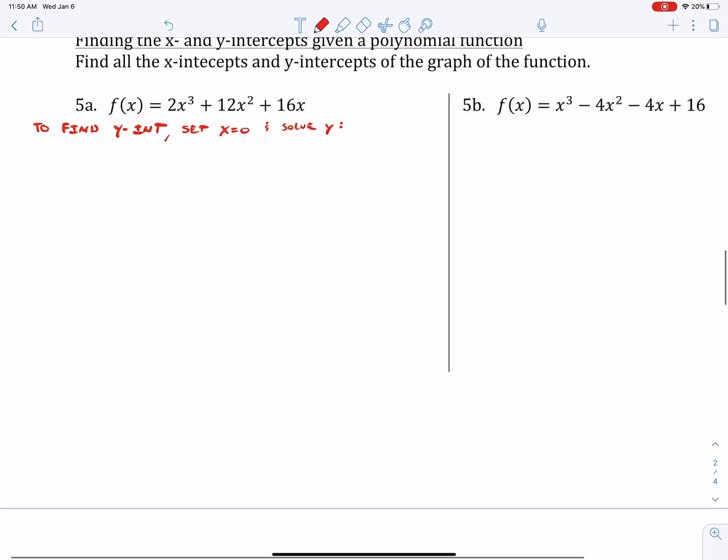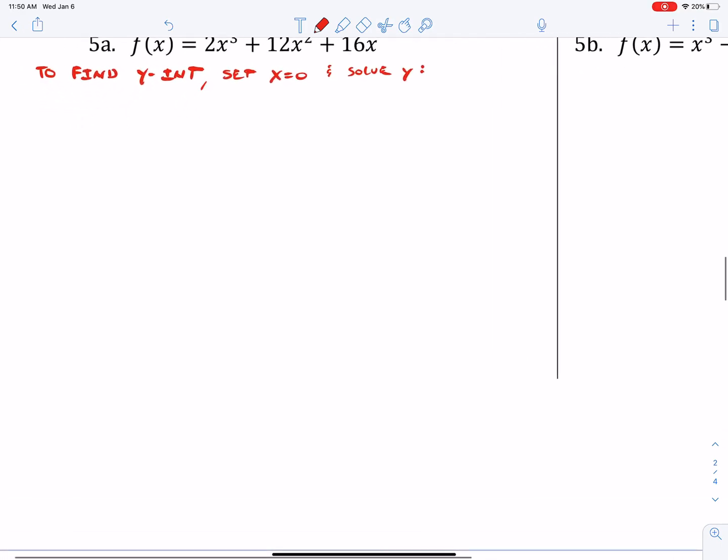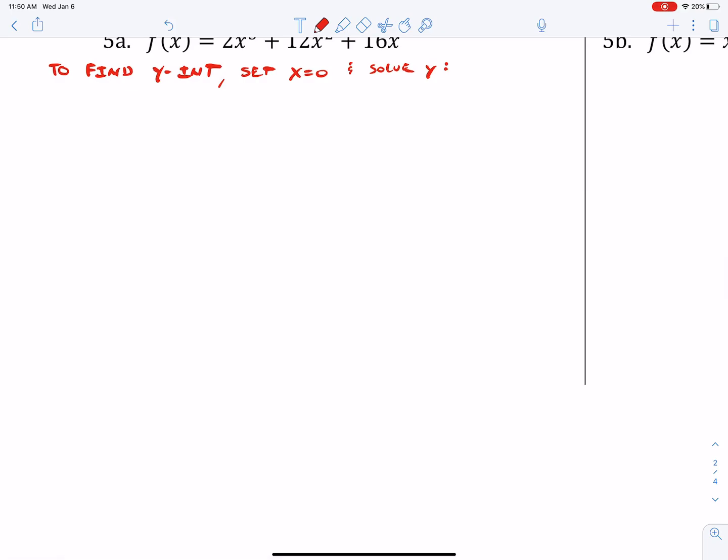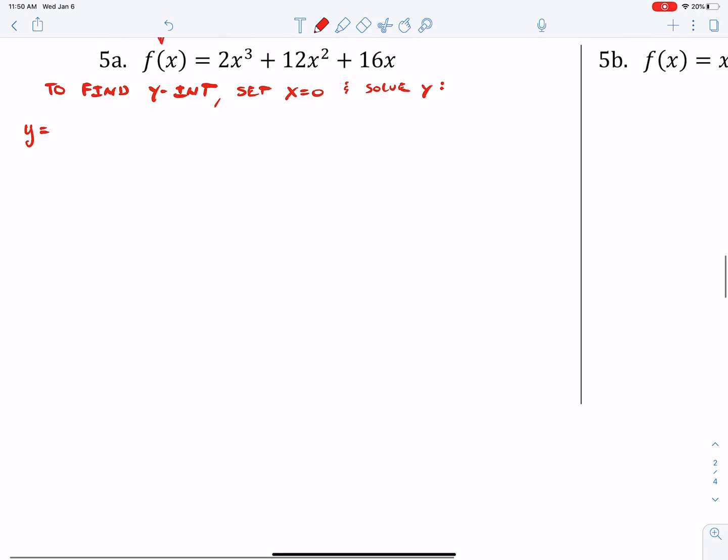So here, again, we're going to find our y-intercept. If you were confused of what that is, our y-intercept is right here. That's our y, in other words, our output, right? So our y is 2x cubed, and then for x, we're just going to plug in our zeros, plus 12 times 0 squared plus 16 times 0. Well, if you notice something here, 0 to the third power is 0. 2 times 0 is just 0.